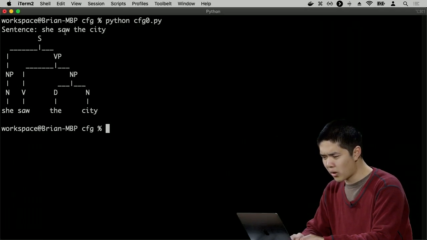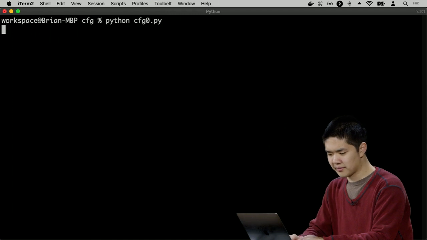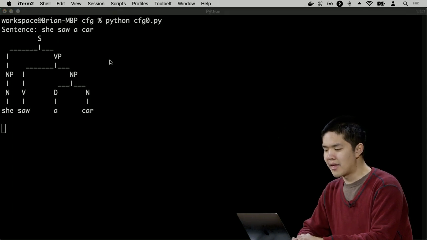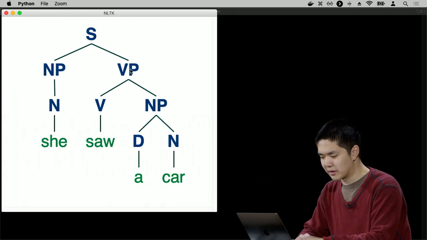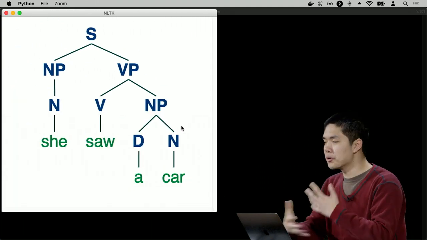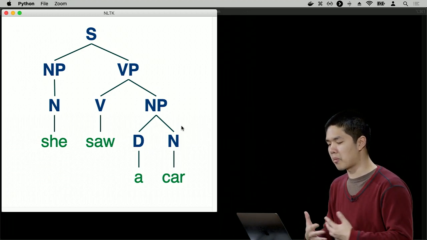And let's do one more with this grammar. Let's do something like she saw a car. And that is going to look very similar. We also get she, but our verb phrase is now different. It saw a car, because there are multiple possible determiners in our language and multiple possible nouns.